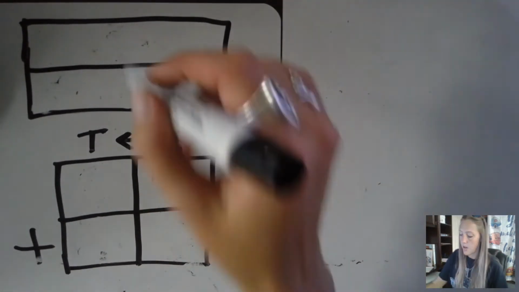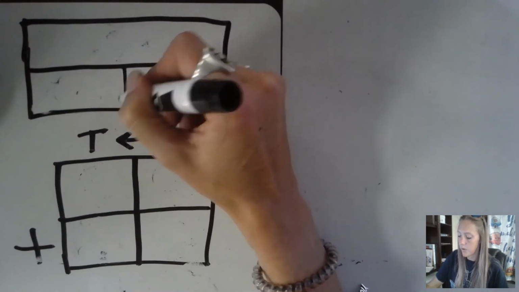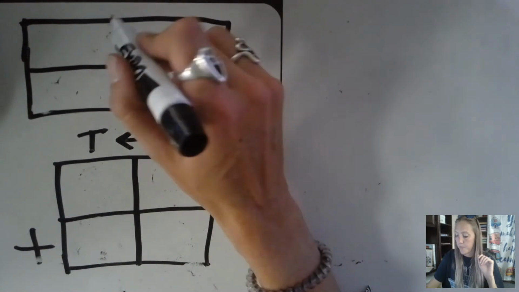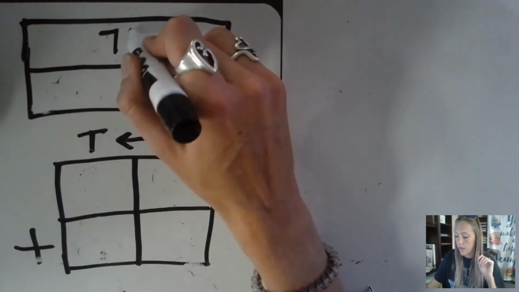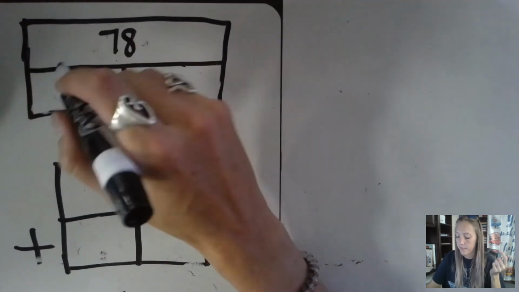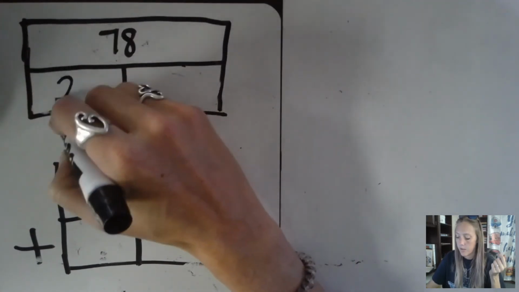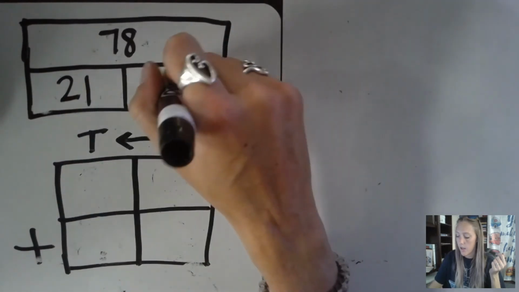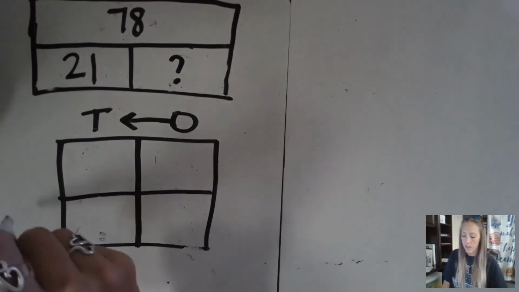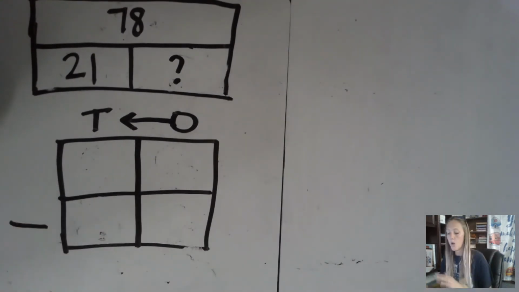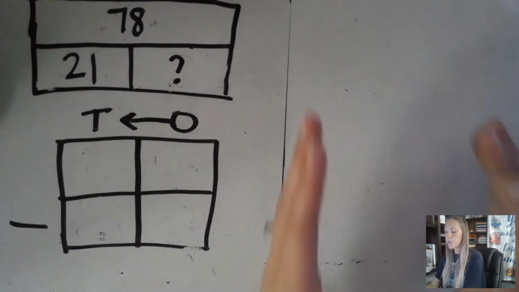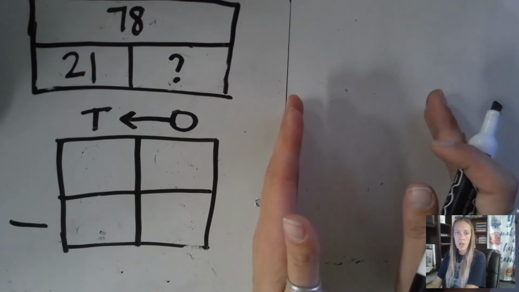All right, so if we're doing a subtraction problem, they're going to be stacked in our part whole. So we'll start with 78 minus 21, and we're going to find this other child. So what would be different here is a subtraction sign. We will still work from the ones place to the left, and we'll still use our base 10 over here to help us subtract.